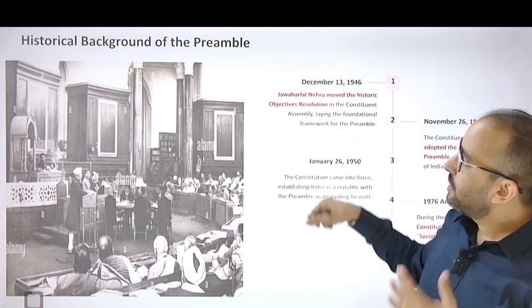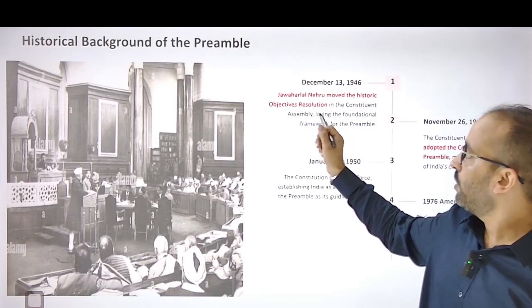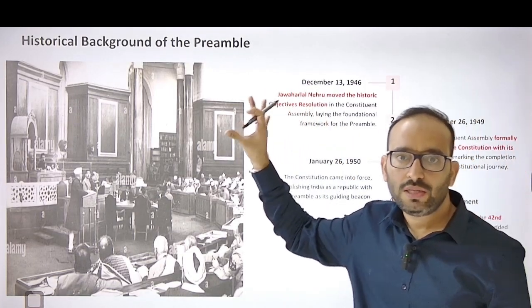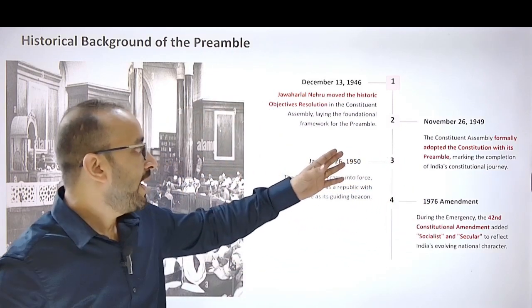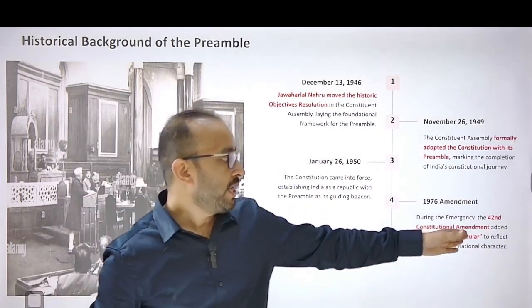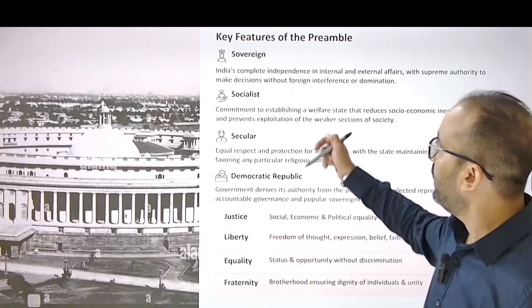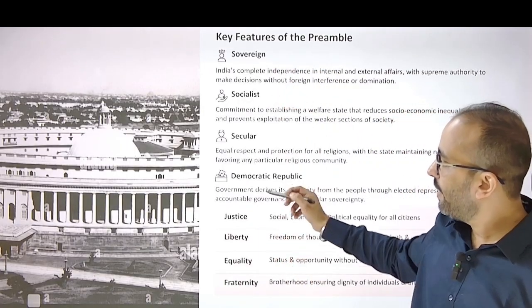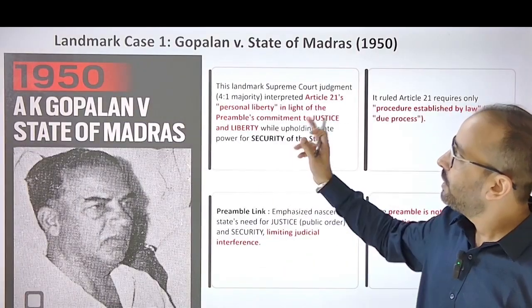Then this is the historical background of the preamble. On December 13, 1946, Jawaharlal Nehru read out the Objectives Resolution. This forms the basis of the preamble. Then on November 26, 1949, it was adopted. Then on 26 January 1950, it came into force. With the 42nd Amendment, socialist and secular were added to the constitution. Then key features: sovereign socialist secular democratic republic, promises justice, liberty, equality, and fraternity.